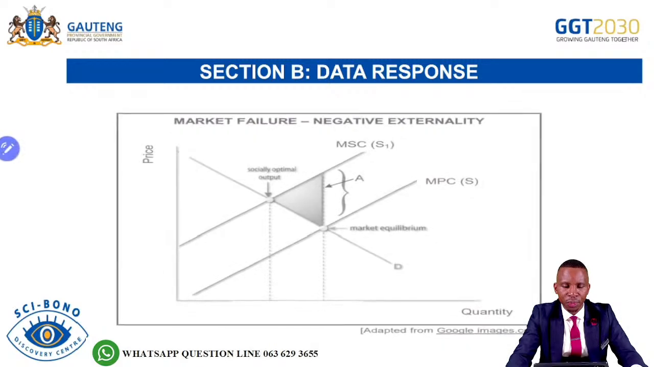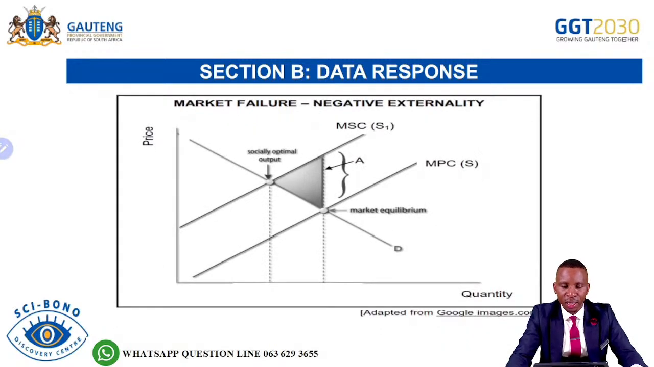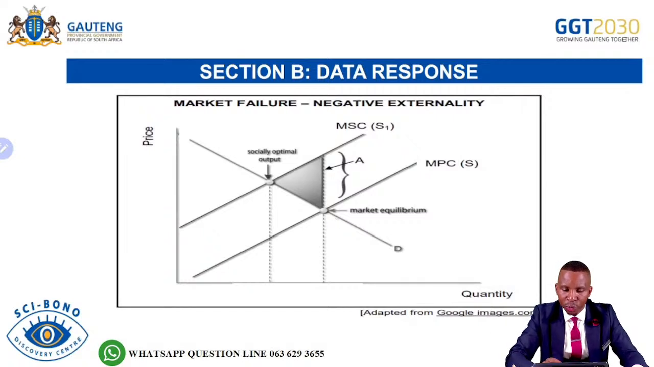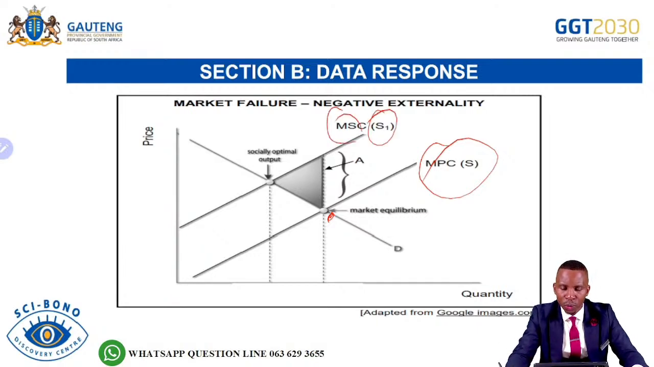We continue. Now you're given the graph here: market failure, negative externality. We have the quantity on our horizontal axis and the price on the vertical axis. We have the market equilibrium here, and then we have the MPC in here, which is the supply curve, and then there is the area A in there, and then we have MSC, which is S1 in there. So what do we note here? The supply curve is shifting back, it's declining.